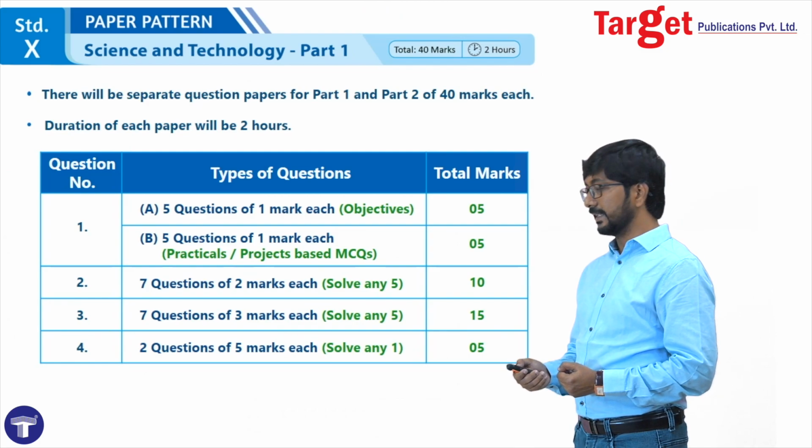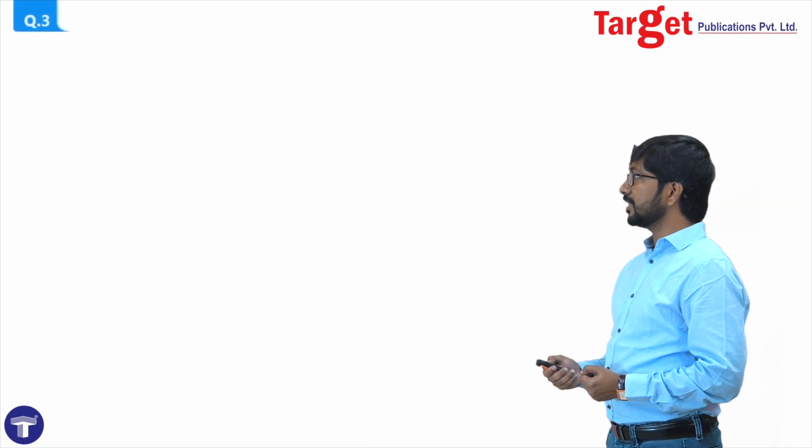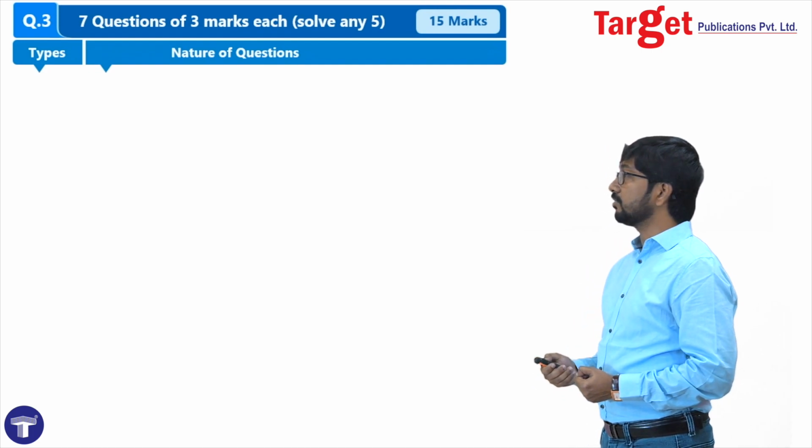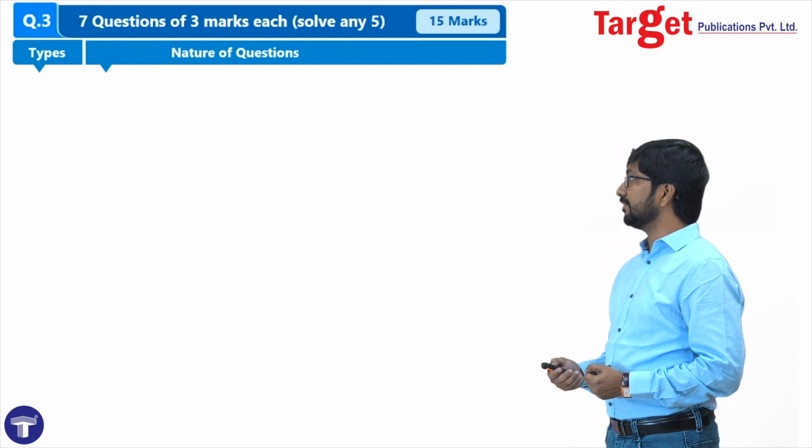Next is question number 3. Question number 3 includes 7 questions of 3 marks each, out of which you are supposed to solve any 5.